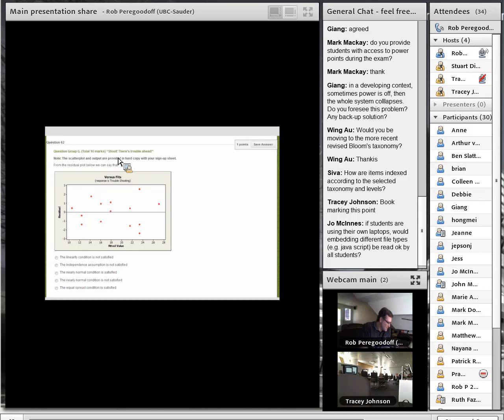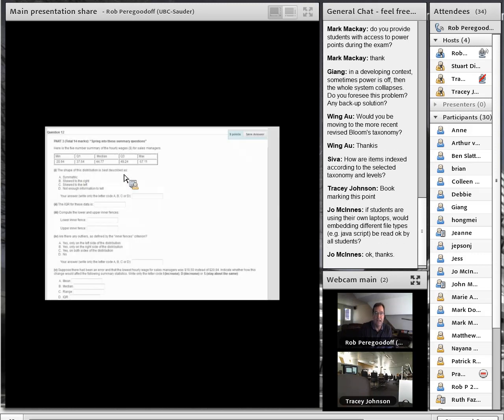So Joe, you've asked a question about embedding. All of this is browser-based. So we're not relying on any individual technology dependent on the students' laptops. Good question. Everything we're doing is dependent on the browser that the students are using. I'm going to move down to the next question.